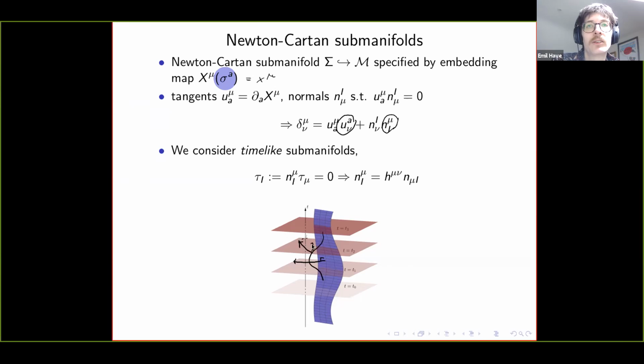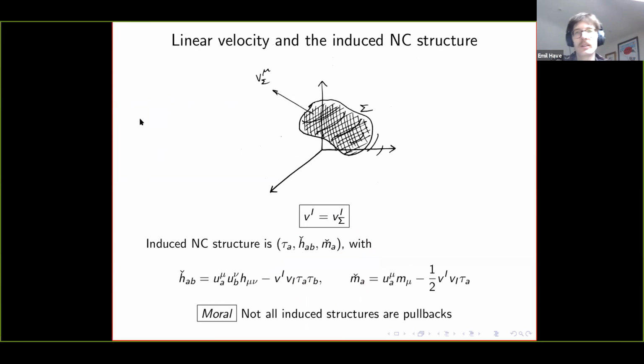And we don't want that. So that is sort of what we mean by a time-like submanifold. Now, an interesting property, which is novel in this scenario, is that in contrast to Riemannian geometry or pseudo-Riemannian geometry, the induced structure on your Newton-Cartan submanifold is not the pullback of the ambient Newton-Cartan structure.